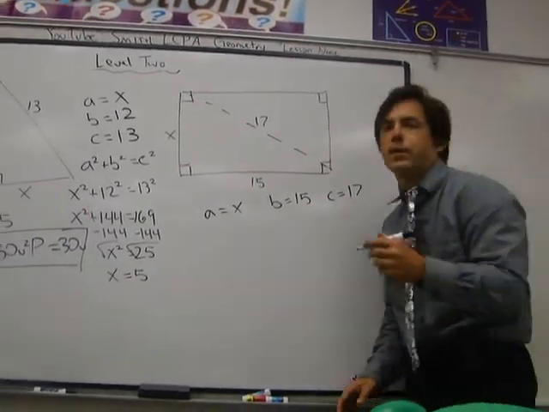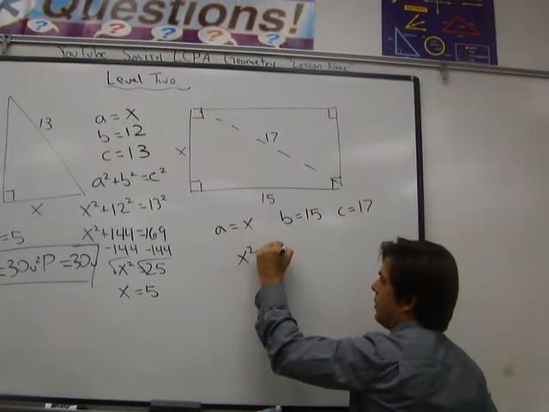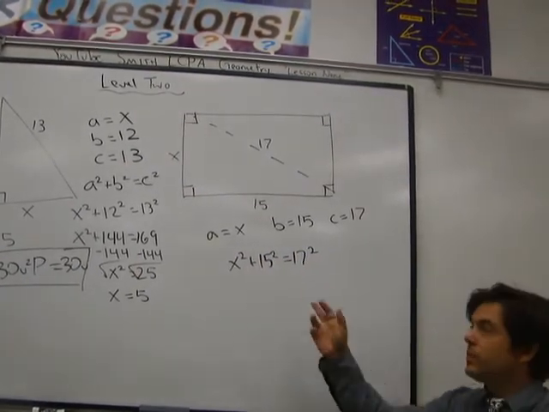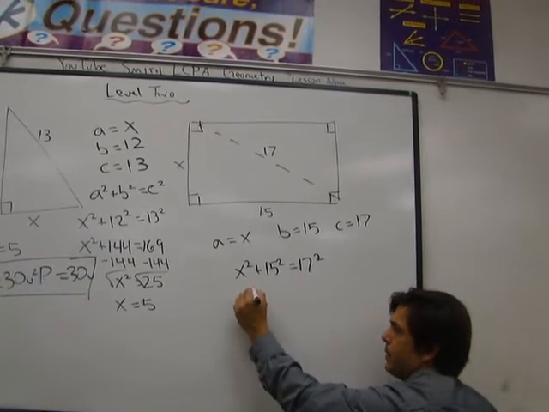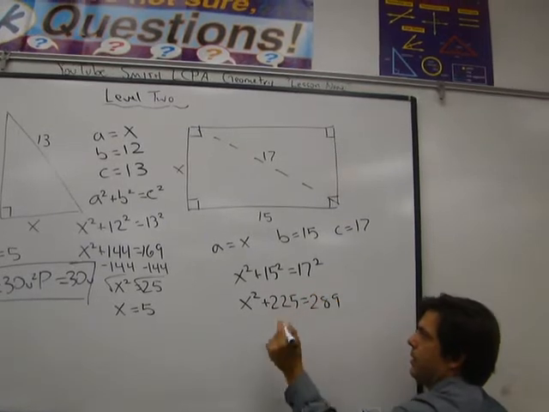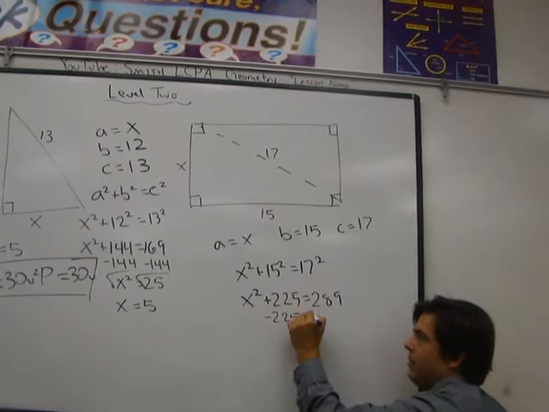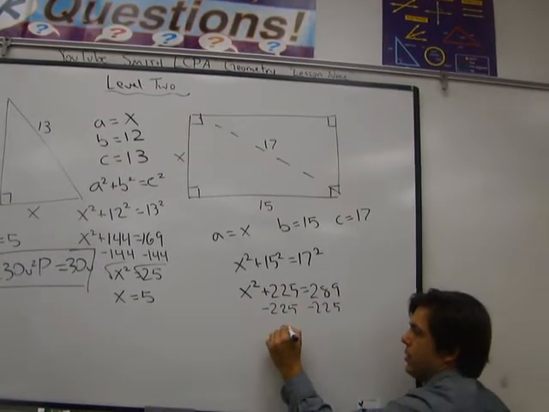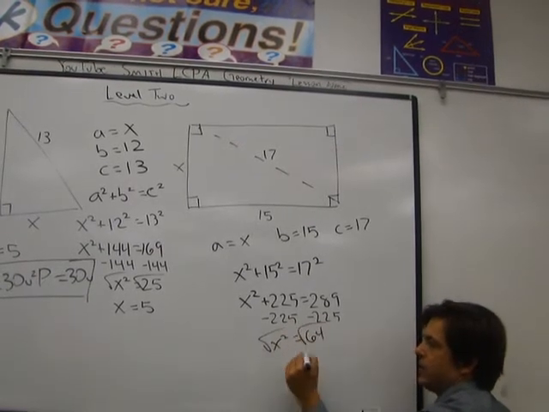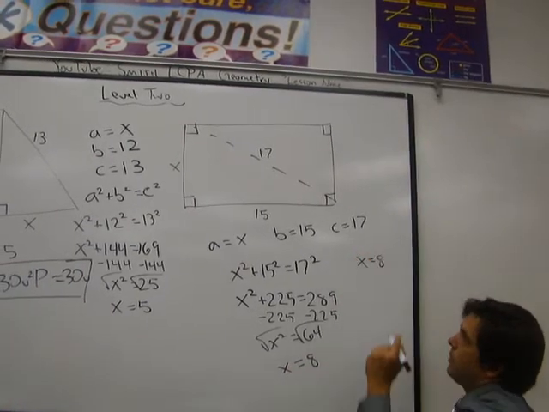All right, so help me write the Pythagorean theorem. What squared plus what squared equals what squared? X squared plus 15 squared equals 17 squared. Okay. We'll use the chart. What is 15 squared? 225. Good. So x squared plus 225 equals 289. We're trying to get x alone, right? So we will subtract 225. We get x squared equals 64. We take the square root of both sides to find out what x is. X is 8. So x equals 8.